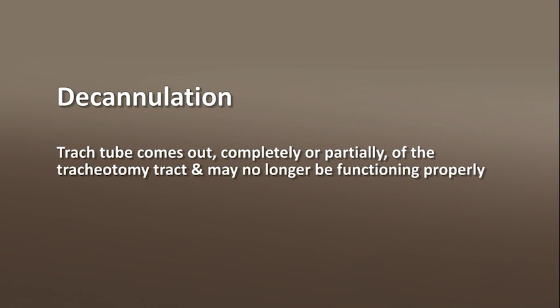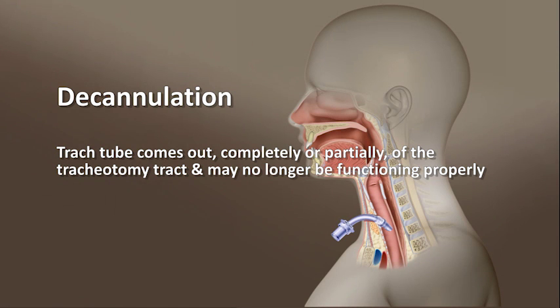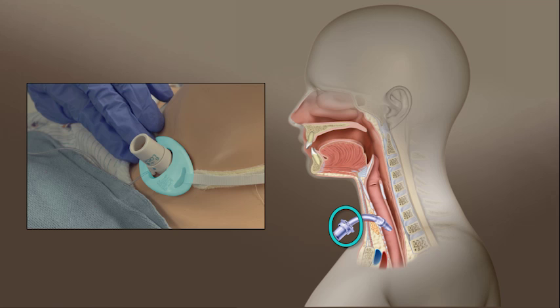Decannulation refers to the situation where the trach tube comes out of the tracheotomy tract and may no longer be functioning properly. If a patient depends on their trach as their airway, this can represent a medical emergency since the patient may not be able to breathe. In addition, the trach tube can also be partially out of the airway such that it actually blocks an airway that might otherwise be open. Accidental decannulation may result in more serious complications for your patient.